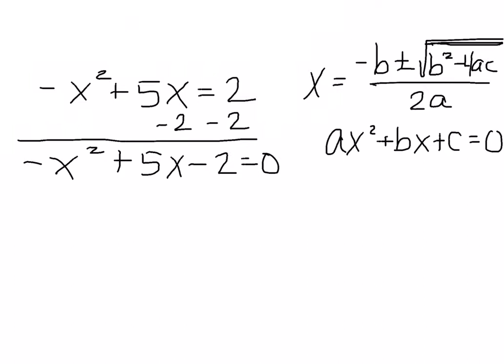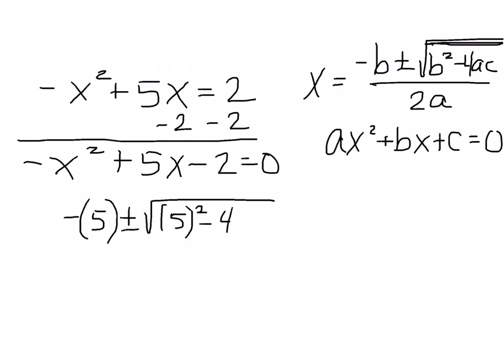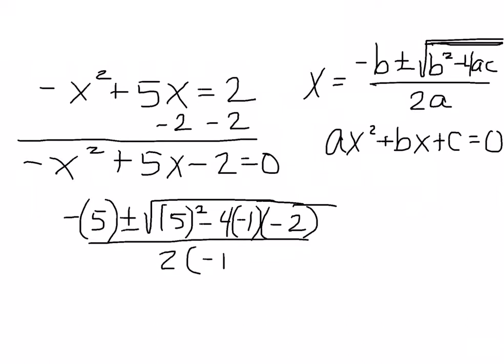So, what number is in the b position for our problem? 5. So I have a negative 5 plus or minus the square root of 5 squared minus 4 times, what number is in the a position? Negative 1. Don't forget that that's that sign there. And then what's in the c position? Negative 2. All over 2 times negative 1.